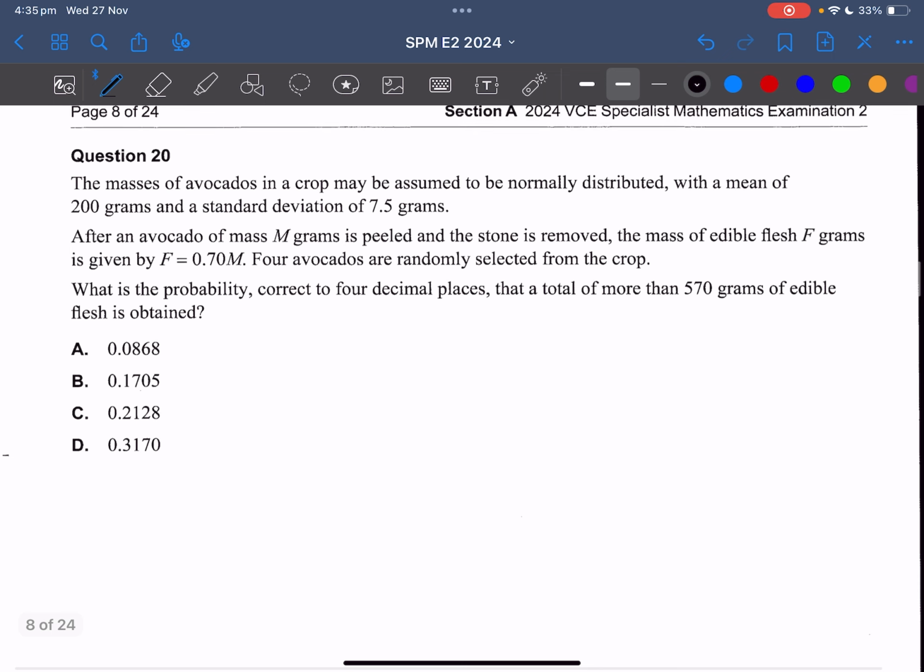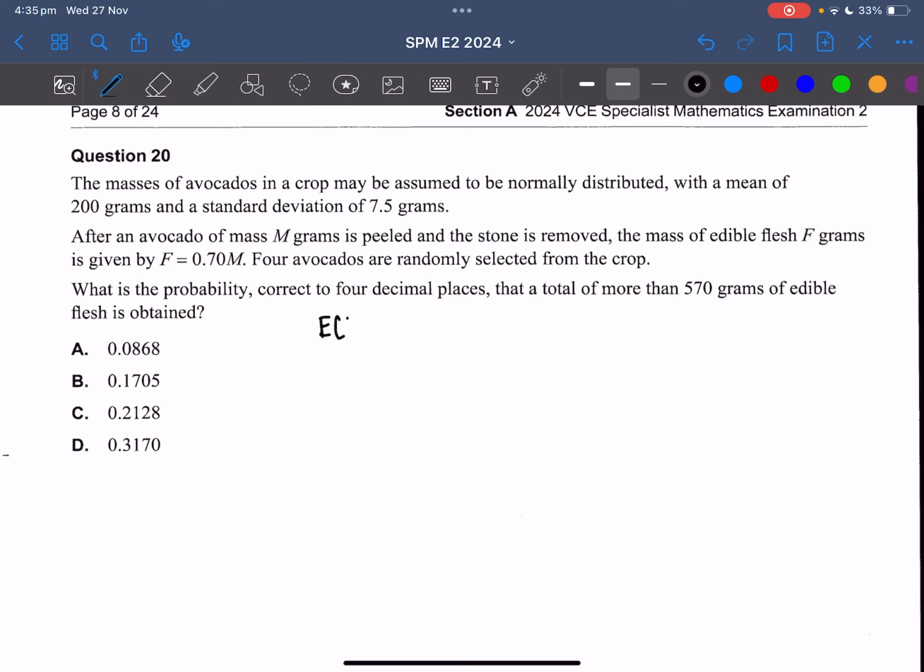So question number 20. The masses of avocados in a crop may be assumed to be normally distributed with a mean of 200 grams and standard deviation of 7.5 grams. After an avocado of mass m grams is peeled and the stone is removed, the mass of edible flesh is given by F equals 0.7 m. 4 avocados are randomly selected from the crop. What is the probability, correct to 4 decimal places, that a total of more than 570 grams of edible flesh is obtained?